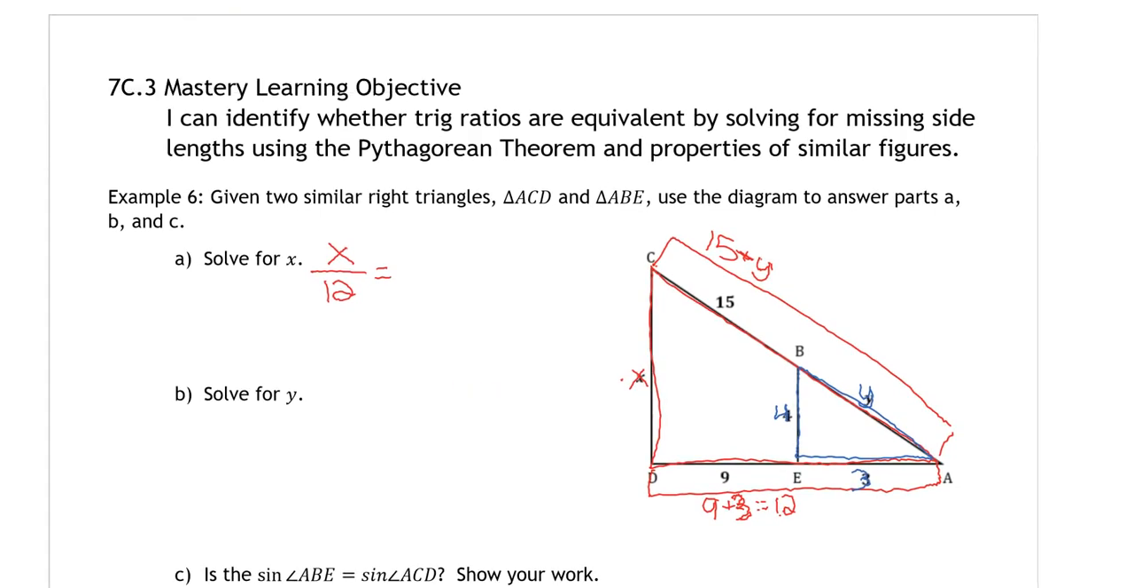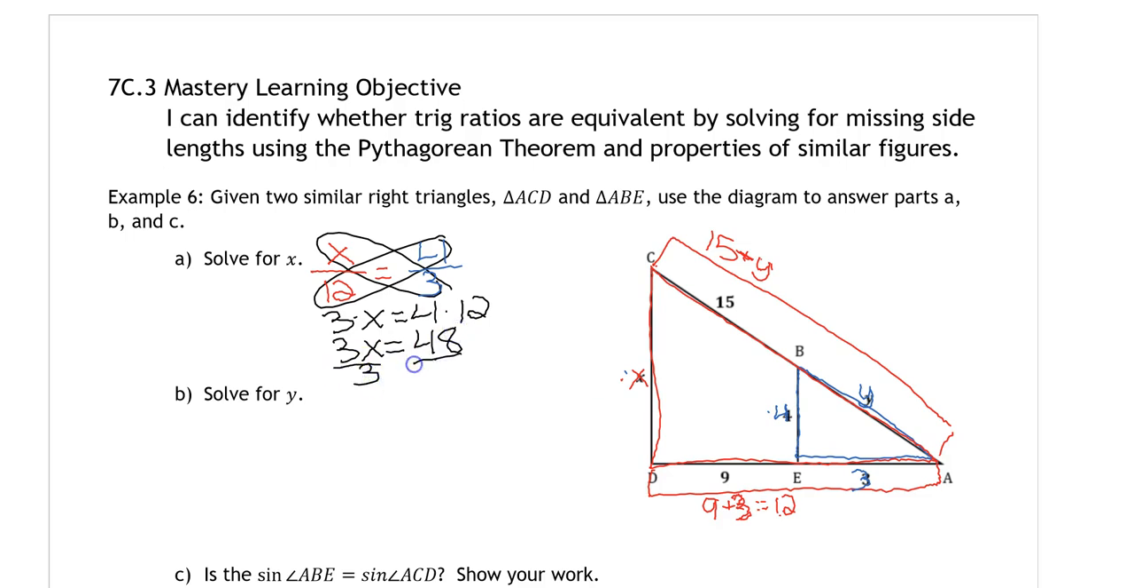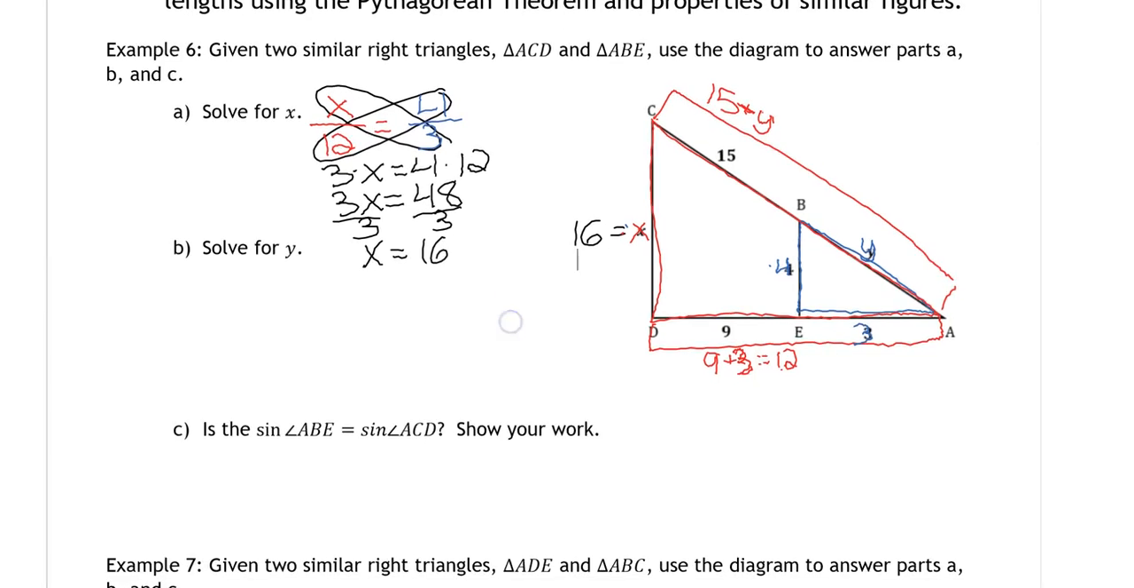And then if I did X over 12, then I have to do 4 over 3. So then all I'm going to do is cross, right? I'm solving by cross multiplying. So I have 3 times X equals 4 times 12. 3x equals 4 times 12 is 48. I'm going to divide both sides by 3, and x equals 16. And that's it for solving for x.